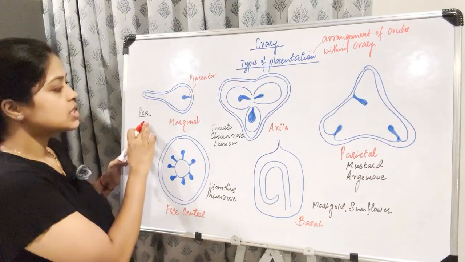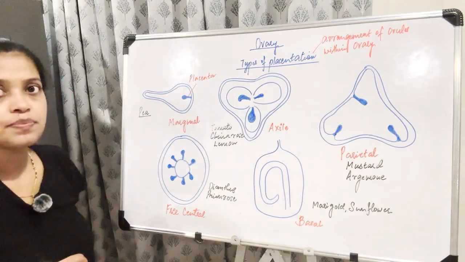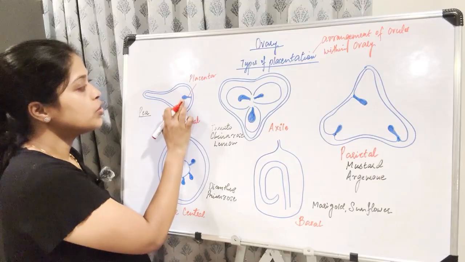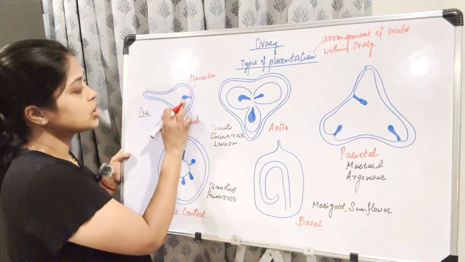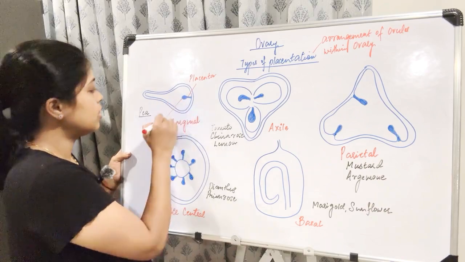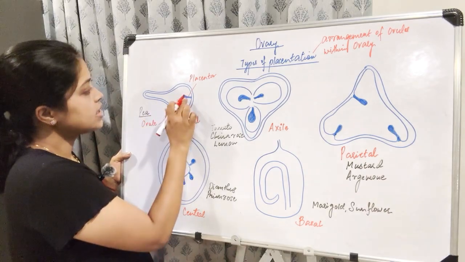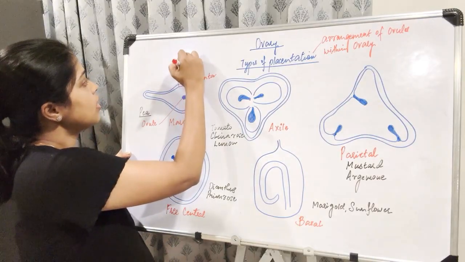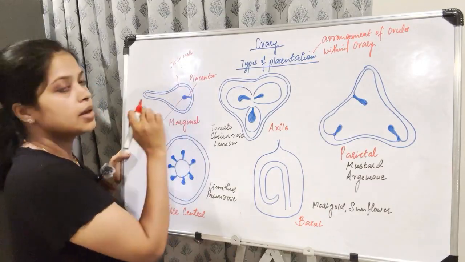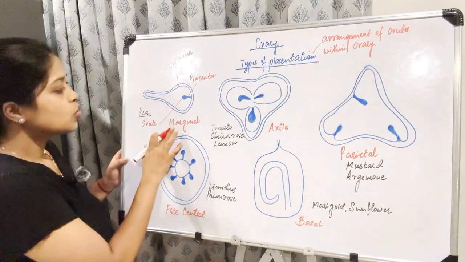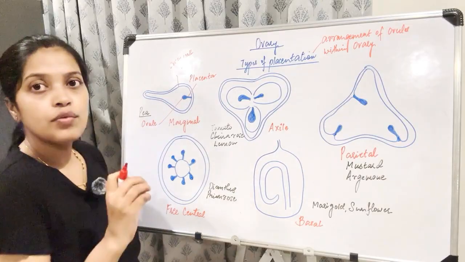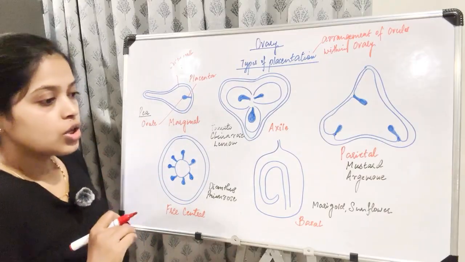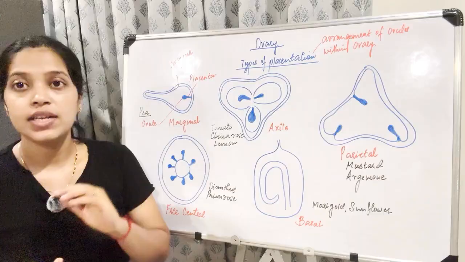Okay, first we'll start with the marginal placentation. It's very simple. Remember this round structure at the top is called the ovule, and this stalk through which it is attached to the ovary wall is called the placenta. Marginal means here the ovule is present on the margins of the ovary. This generally occurs, for example, in pea.